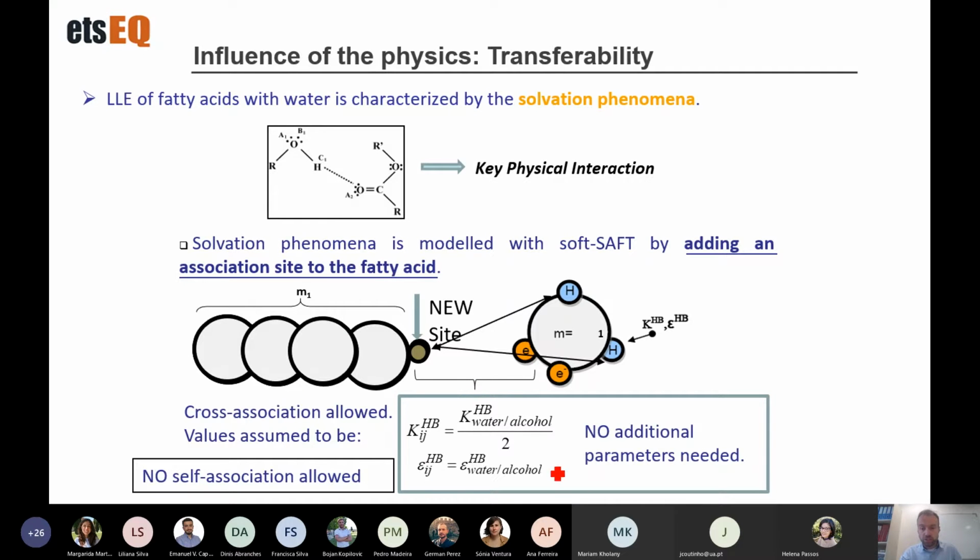So we did some approximations. We considered that the energy of association was equal to the energy of water and the volume of association was half of that of water.